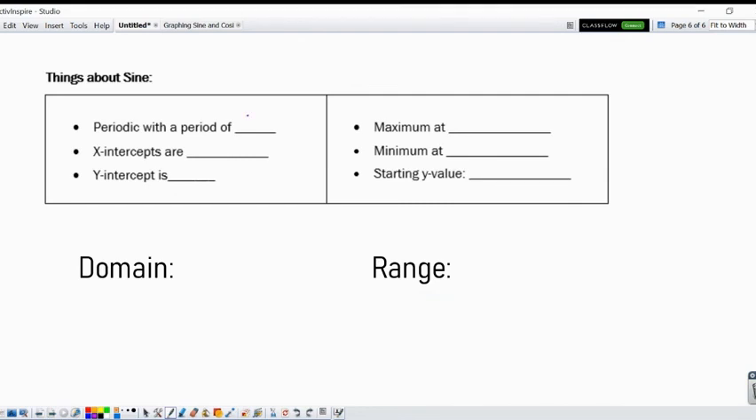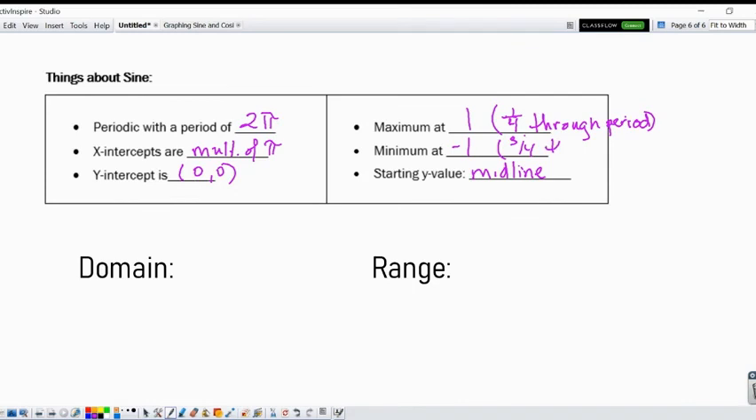And as we go to graph sine, the things that we should know about before we start manipulating the graph this week: periodic with a period of 2 pi, that's how long it takes to repeat. The x-intercepts are at multiples of pi. The y-intercept is 0, 0. The starting value is at the midline, and we go up to 1 and we go down to -1. This is a quarter of the way through. And our negative value is 3/4 of the way through our period. Our domain, all reals, and range, -1 to +1.